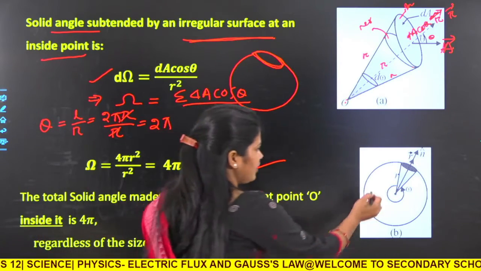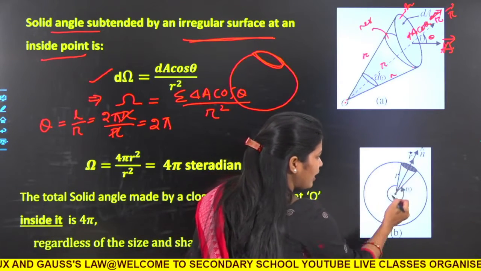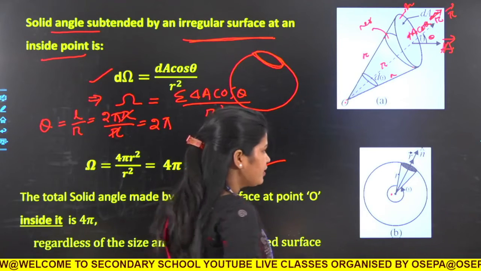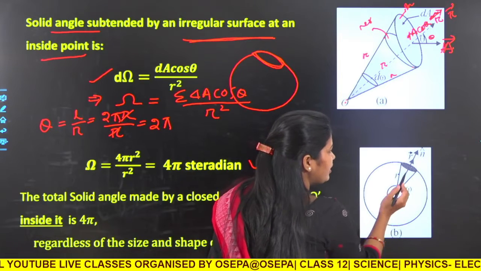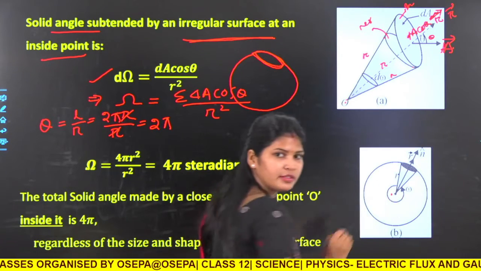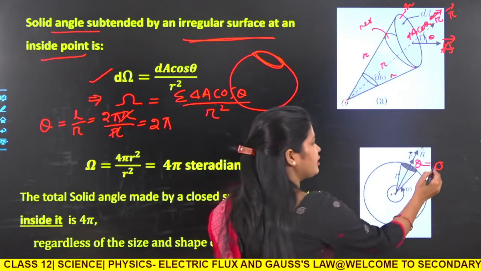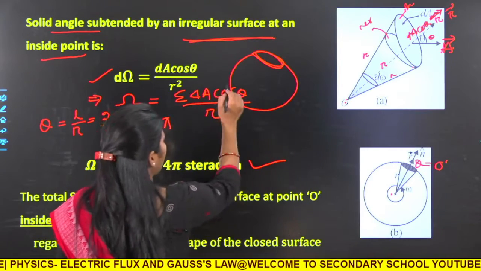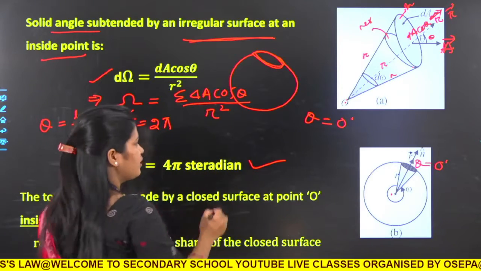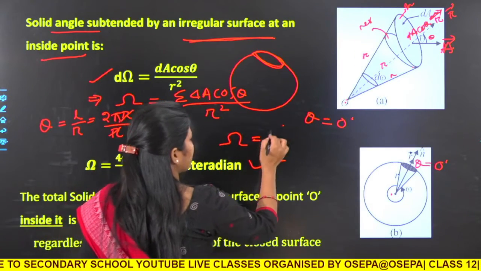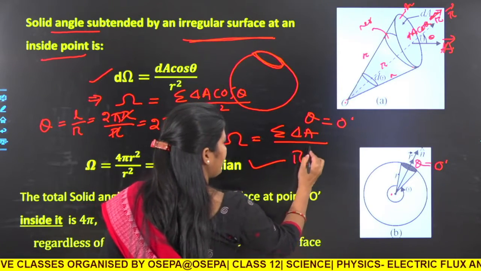See this? This is the regular symmetrical surface, isn't it? Everywhere R is the same. Okay. The area vector lies along the R vector. So what will be the angle? Angle theta is how much? 0 degree. So putting theta equal to 0 degree, cos 0 is 1. So omega is equal to summation delta A cos 0, that is 1, by R square.